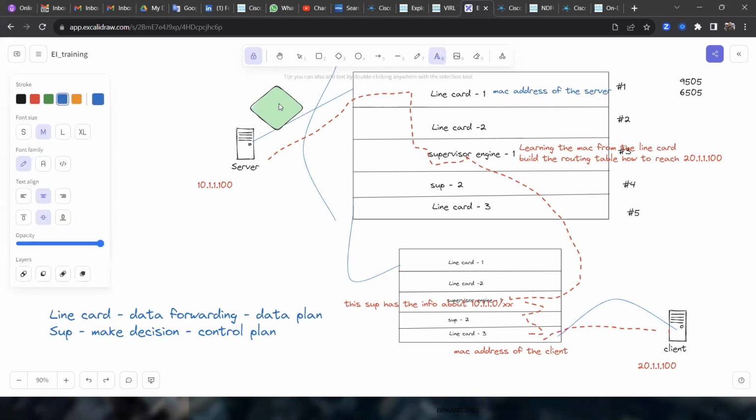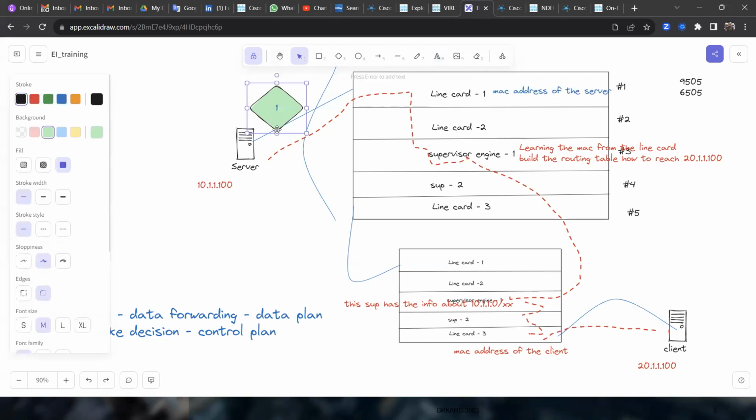This is the first thing that is happening here, or activity number 1. Let me reduce the size there. This is the first thing happening: the line card is learning the MAC address, right? Once the line card is learning the MAC address, then what is happening?